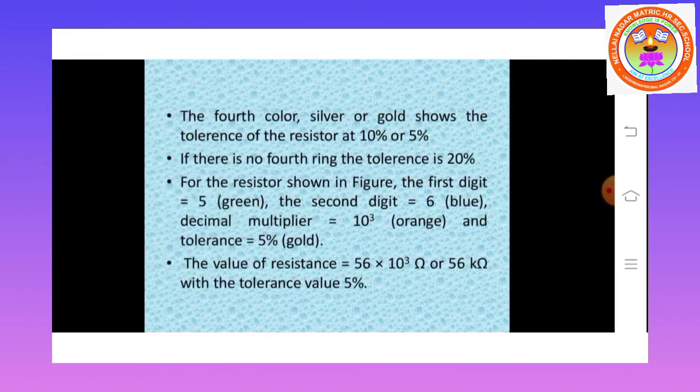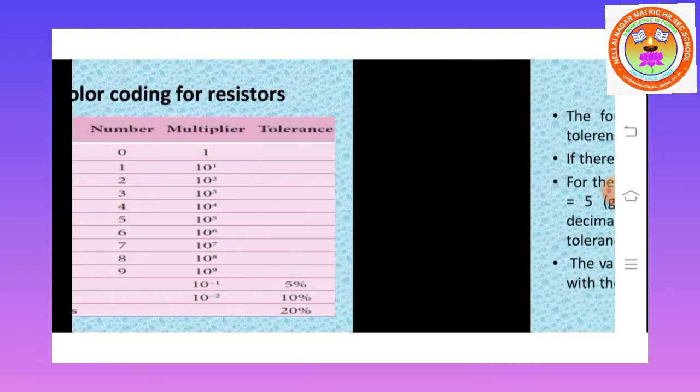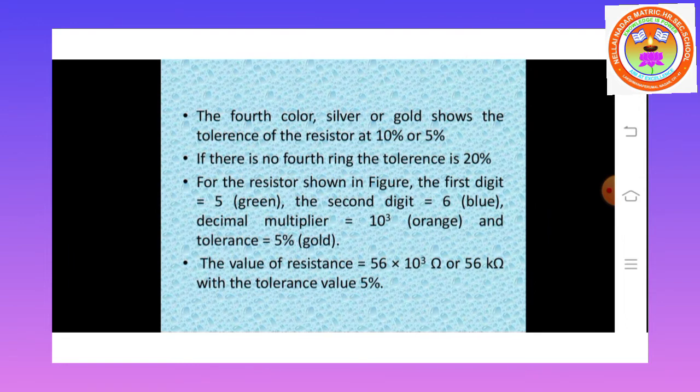The orange, the third color, indicates the decimal multiplier. As a decimal multiplier, it has the value 10 power 3. So we can write that as 56 into 10 power 3 ohm. Ohm is the unit for resistance. So 56 into 10 power 3 ohm can be written as 56 kilo ohm.